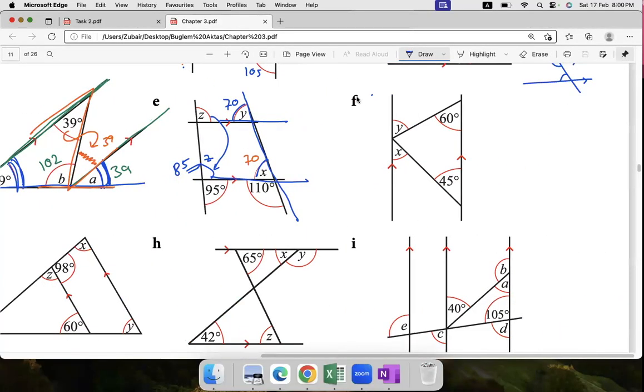So F part, may I do this? This is easy. Okay. This is 45 and this is 60. Easier questions are fun. 45 and 60 and the name is alternate for both of them.